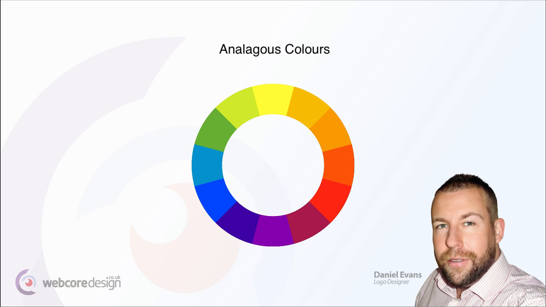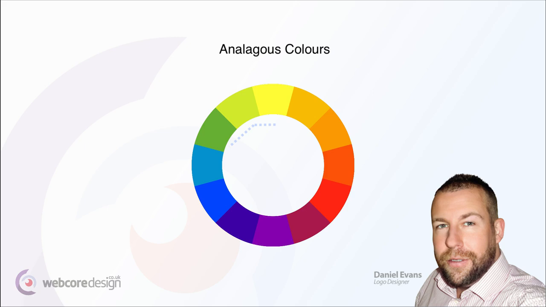Next are analogous colours. Analogous colour schemes use colours that are next to each other on the colour wheel. These colours help to create a fixed mood with a calming balance. As an example, to depict something of nature, we could select the light green and select the darker green and the yellow.